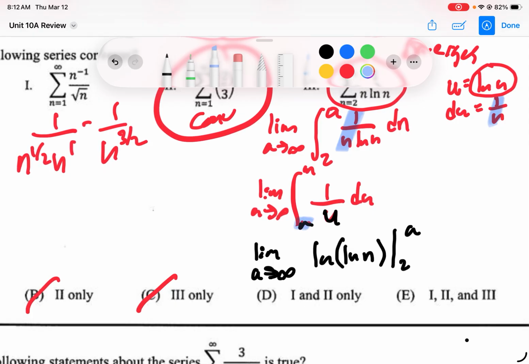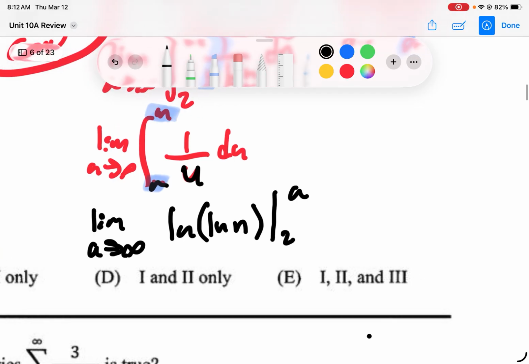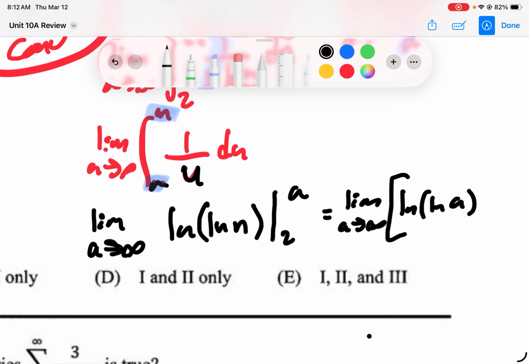That's why I don't change my limits of integration. I usually go back in terms of n. So here I'm trying to see if this limit exists. So this would be equal to the limit as a approaches infinity of the natural log of a minus the natural log of 2. This part right here, the limit as a approaches infinity, that would be infinity. And the limit of natural log at infinity is also infinity. So that means this integral diverges.